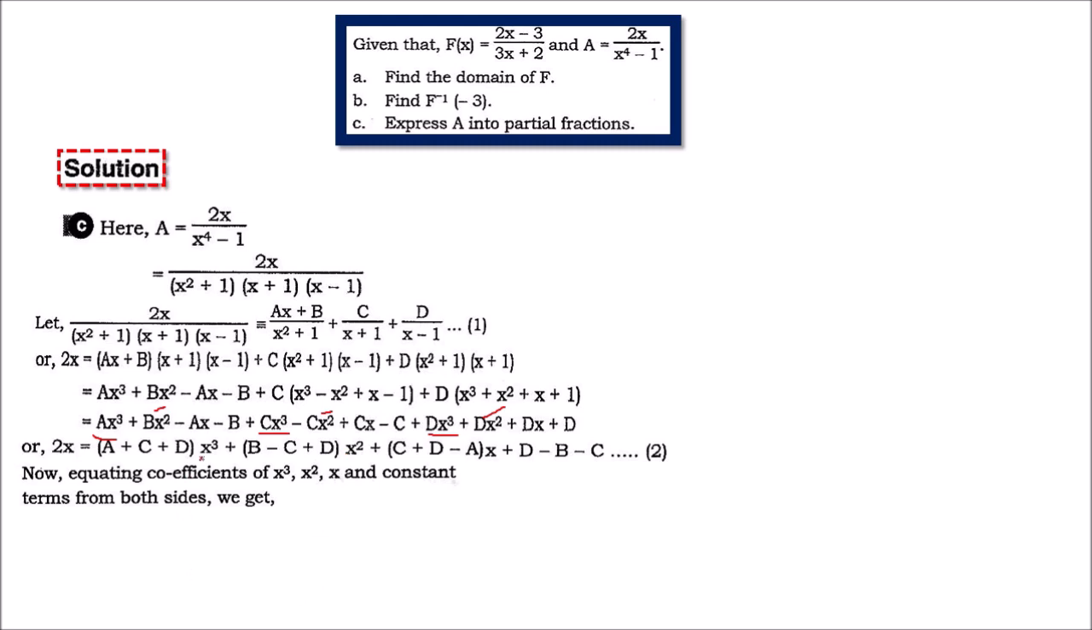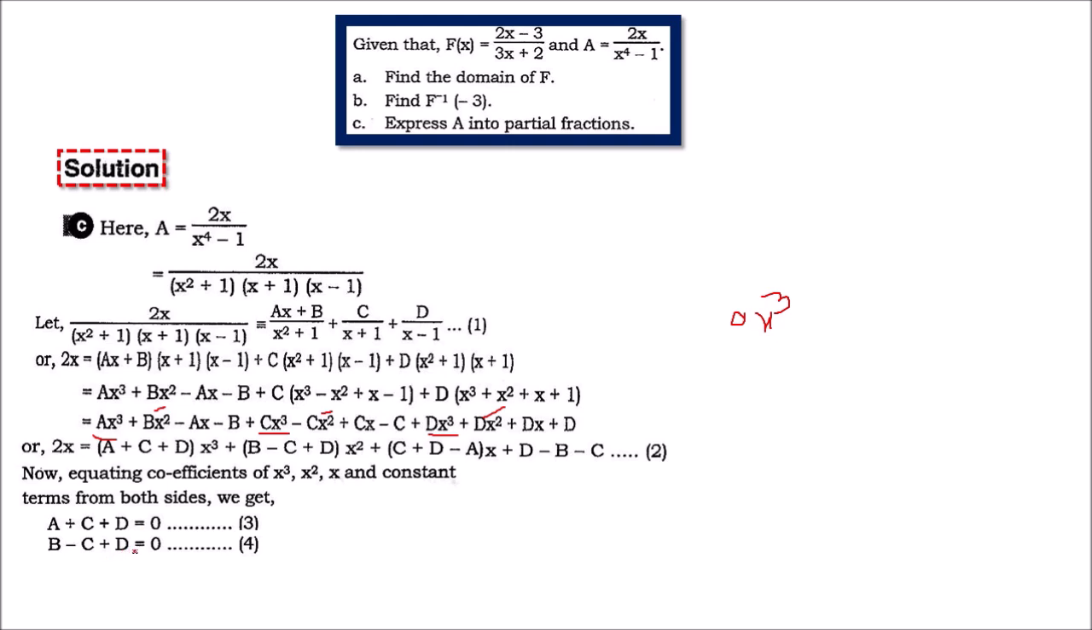So for x cube, here it is a plus c plus d, and on the other side it is nothing, that means 0. So a plus c plus d equals 0. On the left side there is nothing, that means 0 into x cube, that means 0. Similarly, for the coefficient of x square, you can see there is nothing. So here it is b minus c plus d on the right side, and on the left side that is 0.